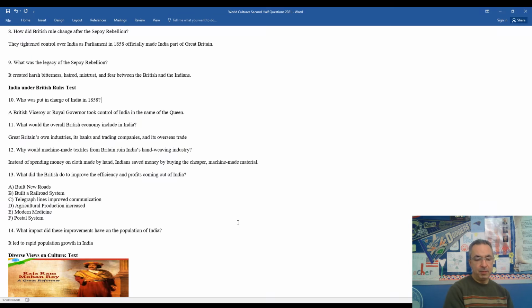A lot of these improvements, as we look at number 14: what impact did the improvements have on the population of India? They led to a population explosion, or growth, in India.